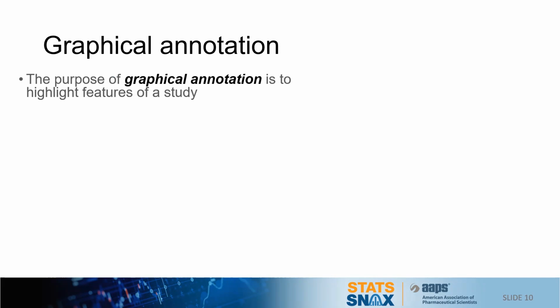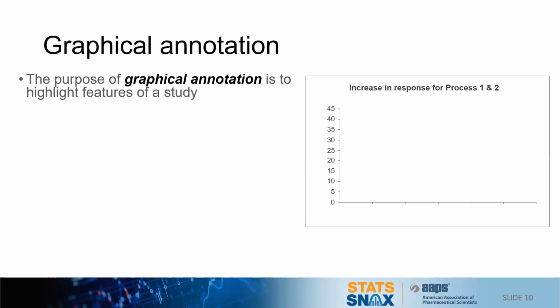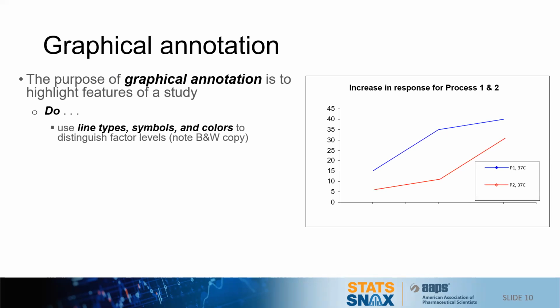Now let's look last of all at graphical annotation. The purpose of graphical annotation is, in my mind, to highlight features of a study. So let's take an example where we're looking for increase in responses for processes 1 and 2, or 2 processes. We should use line types, symbols, or colors to distinguish factor levels.